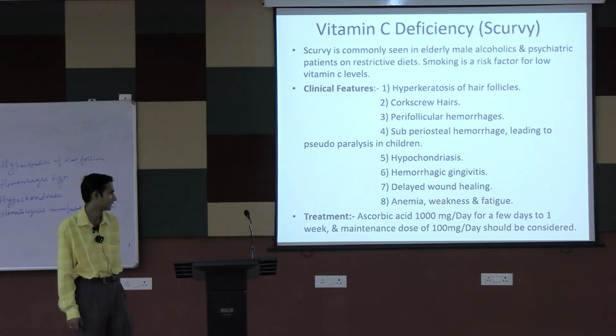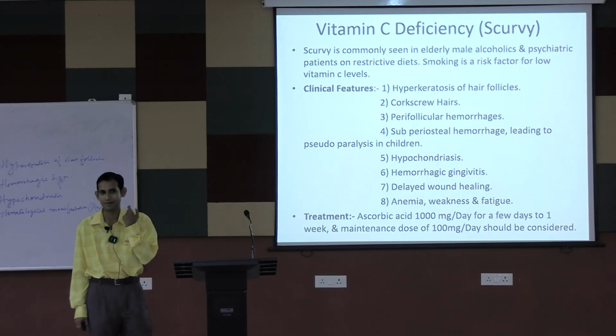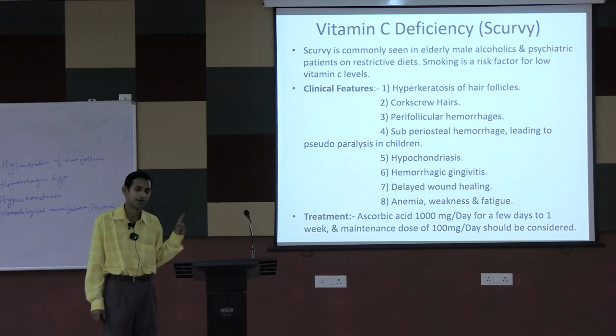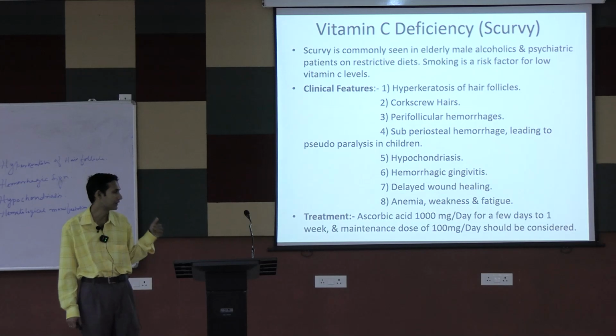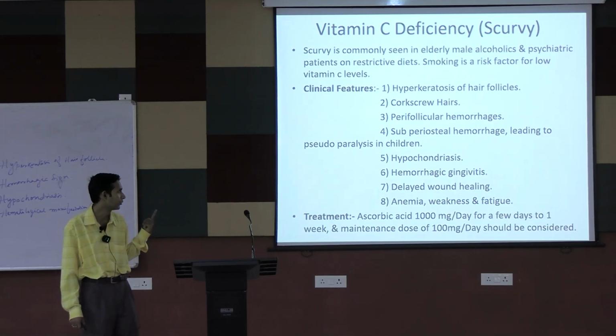And another finding is hemorrhagic gingivitis. This is most important. In scurvy, you will get gingivitis. Recurrent and repeated hemorrhagic gingivitis leads to loosening of the teeth, and loss of teeth can also occur, and also delayed wound healing. Then anemia, weakness and fatigue. Why? Because of the loss of blood from other sites.